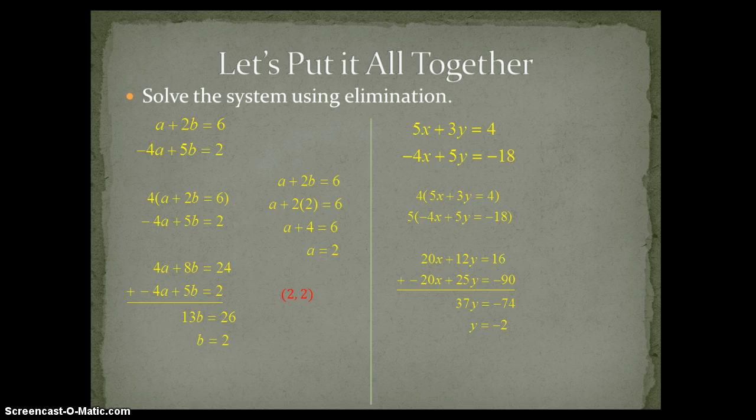I get 20x plus 12y is 16. And multiply the second equation by 5. I get negative 20x plus 25y equals negative 90. Now when I add them together, the x's cancel out and I get 37y equals negative 74, or y is negative 2. When I plug y back into one of my equations and solve for x, x becomes positive 2. So my solution is 2, negative 2.